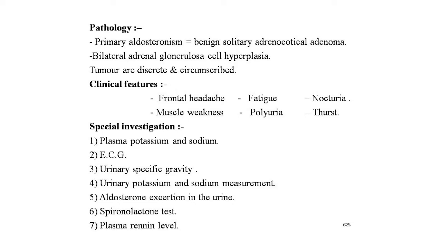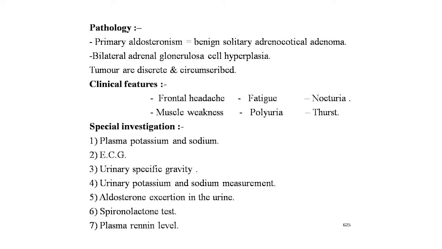Aldosterone excretion in the urine: in normal individuals on a normal salt intake it usually does not exceed 10 micrograms per day, but primary aldosteronism patients excrete aldosterone between 15 and 50 micrograms per day. Next is the spironolactone test: 100 milligrams of Aldactone 4 times a day is given for 3 days.